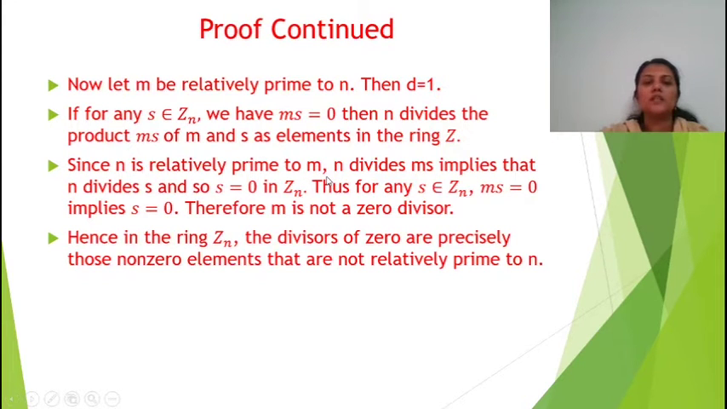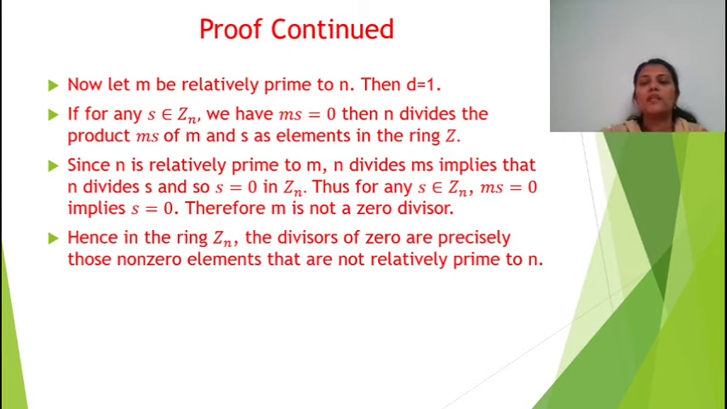n cannot be divided by m because they are relatively prime. So we have that if n divides ms, then n divides s. That is, s is equal to 0 in Zn. When we take the remainder, s is equal to 0 in Zn. The remainder is 0. So when we divide s by n, it will be 0.